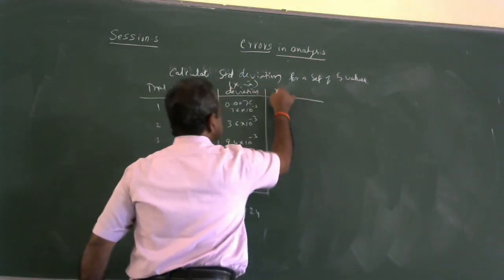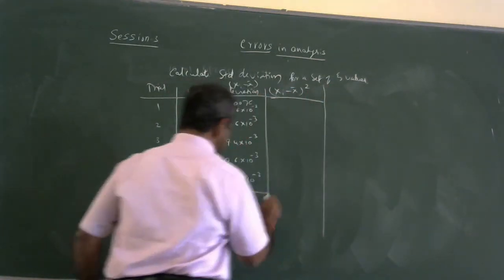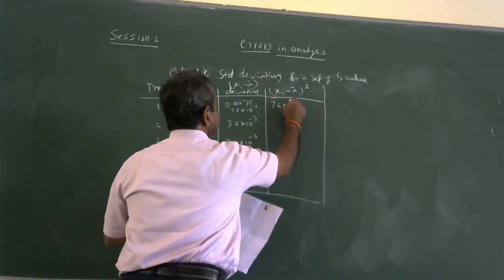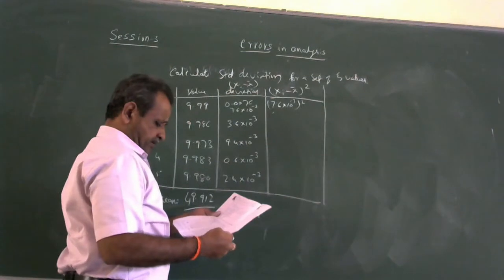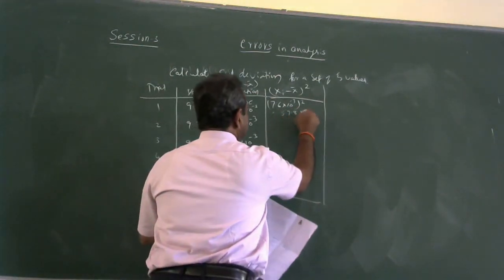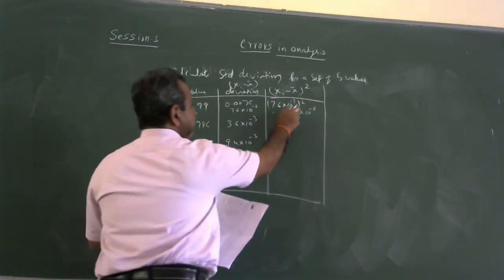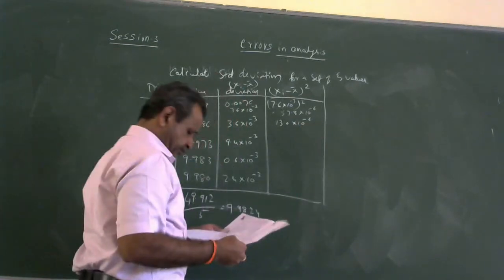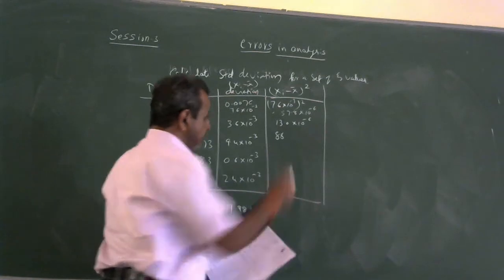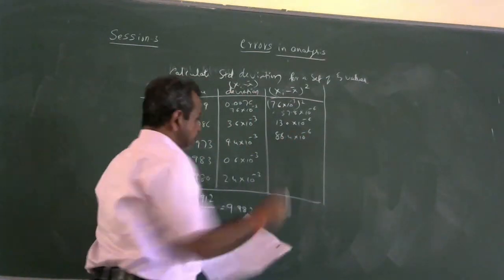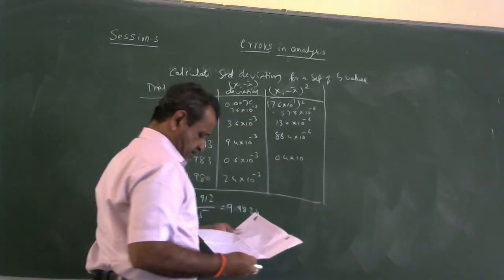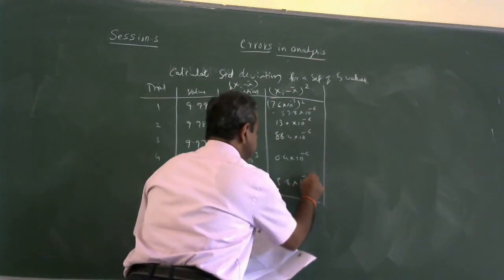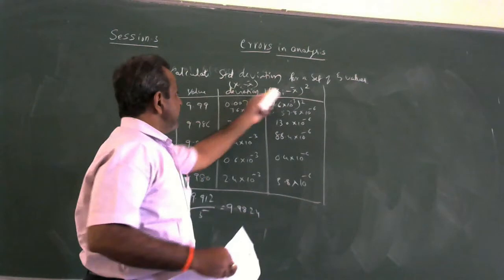Then the next step is to take the square of each deviation. 7.6 into 10^-3, whole squared, comes around 57.8 into 10^-6. Then 13 into 10^-6. Then 88.4 into 10^-6. Then 0.4 into 10^-6. Then 5.8 into 10^-6. So this is the deviation and the square of the deviation.